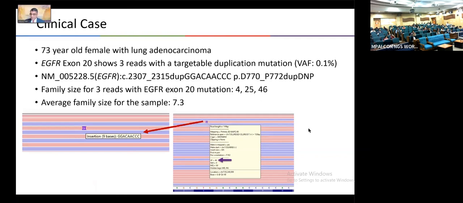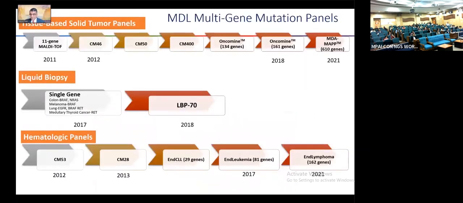So again, we are seeing some significant progress and growth in looking broadly, but also looking deeply and looking for these very rare variants with a high reliability. This is our overall portfolio, both for the solid tumor side, liquid biopsy and hematologic panels, and this is a journey that continues on and on.